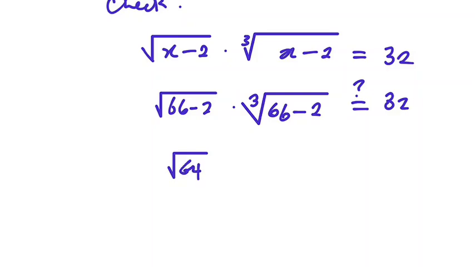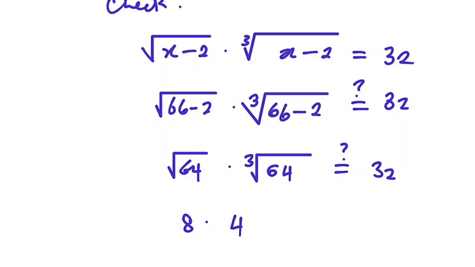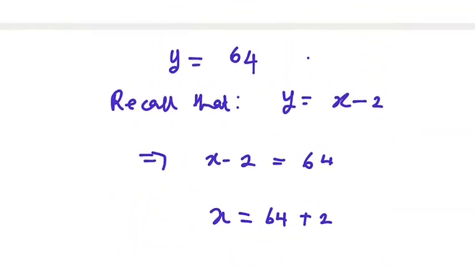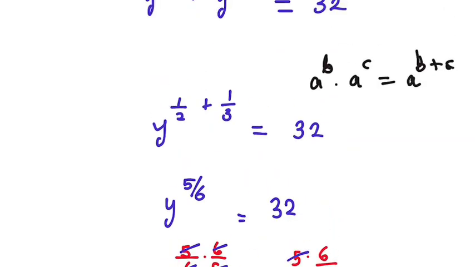We have the square root of 64 multiplied by the cube root of 64. Will this give us 32? Now the square root of 64, that will be 8. Then multiplying, and the cube root of 64 is 4. So will this give us 32? Yes, because 8 times 4 will give us 32. Then you can see equals 32. So which means that x equals 66 is the valid solution to the problem.